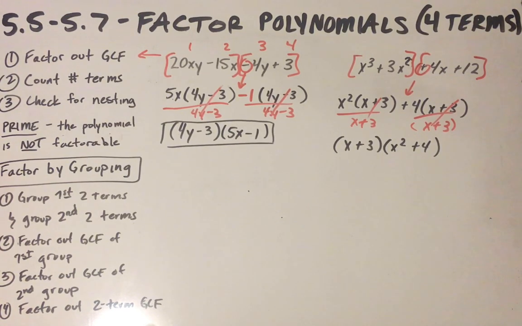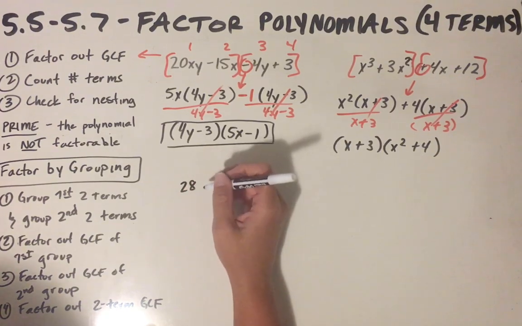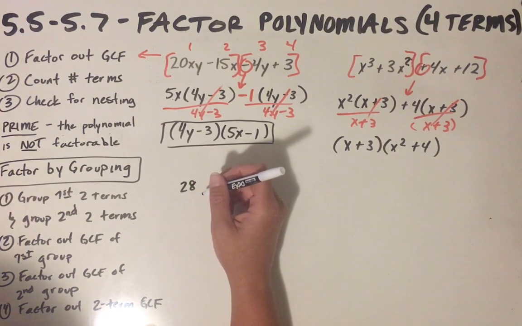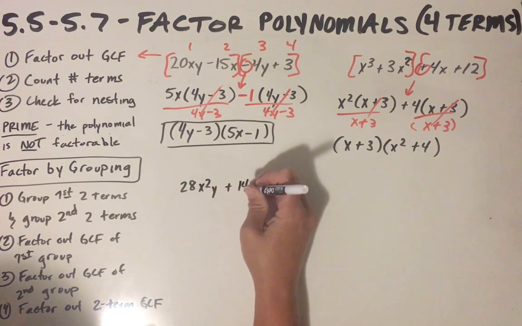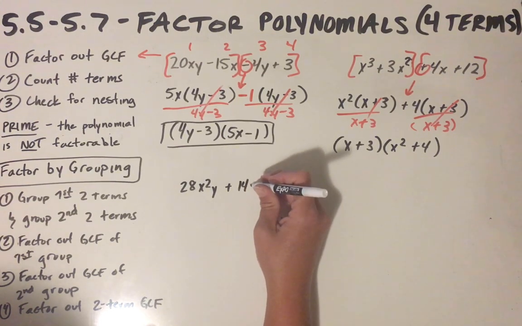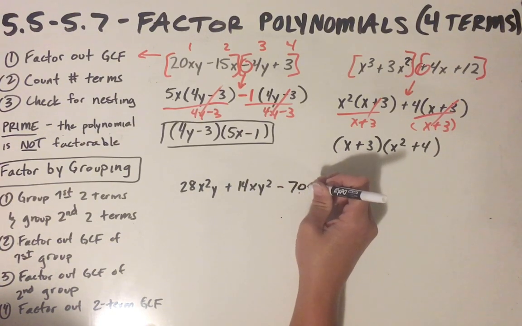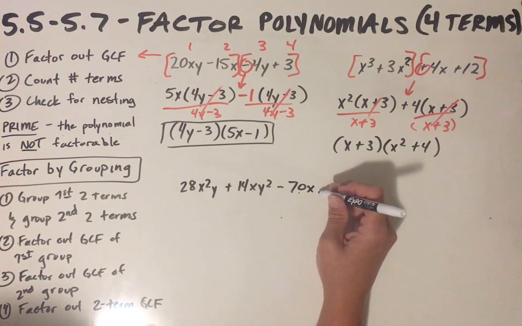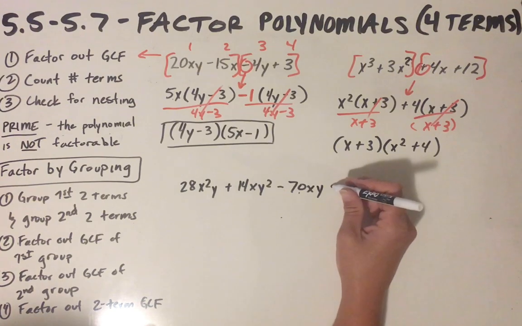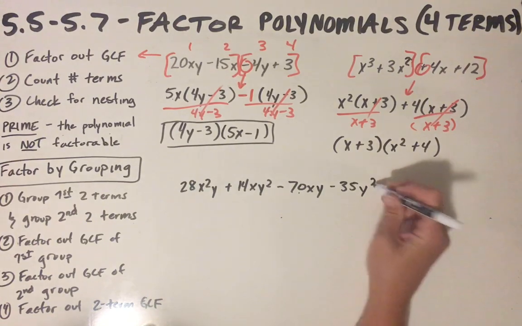Okay, let's do 2 more for the practice. Let's say I have 28x squared y plus 14xy squared minus 70xy and minus 35y squared.